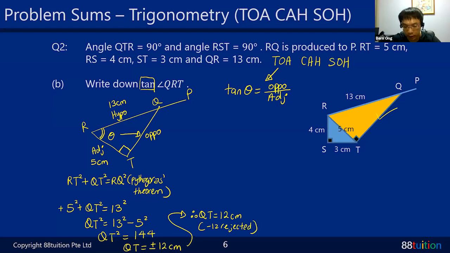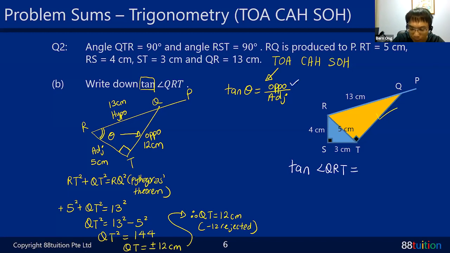All right. So QT is 12 cm. Okay. So that's how I use Pythagoras theorem to find the answer. The presentation must be very clear. Okay. So down here, what do they want? Let's talk about the question. The question is talking about tangent. The angle at focus here is QRT.